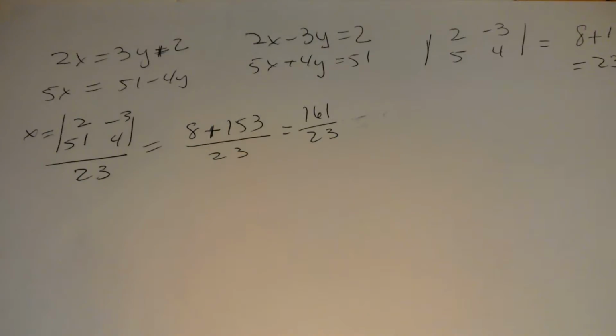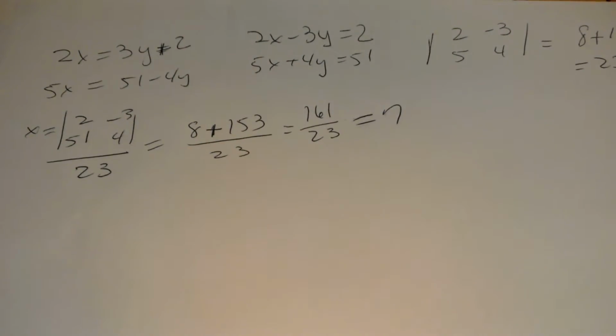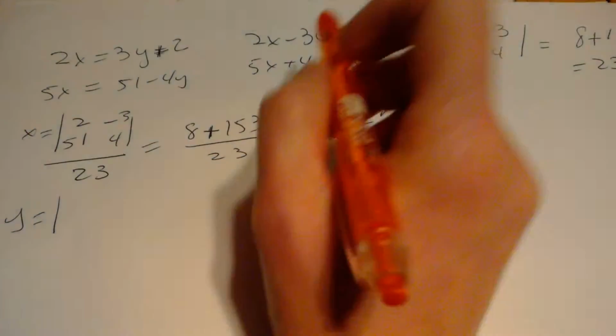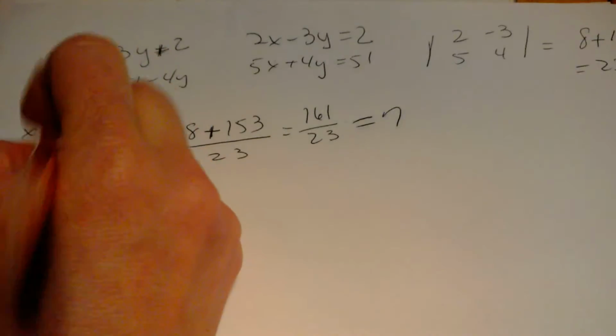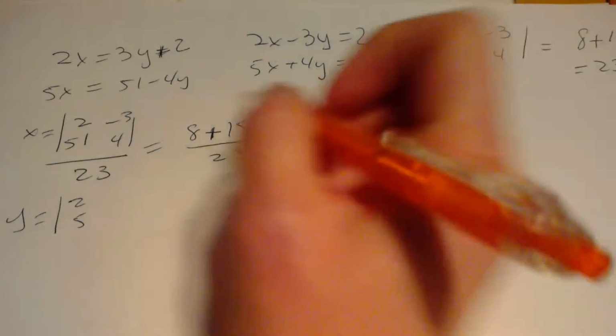Okay, so it gives me 7. There we go. Let's get a pen that works. All right, so let's find y. We're going to do the same thing. We're going to put our x's in the first column, so 2, 5, and we're going to put our solutions in our y column.